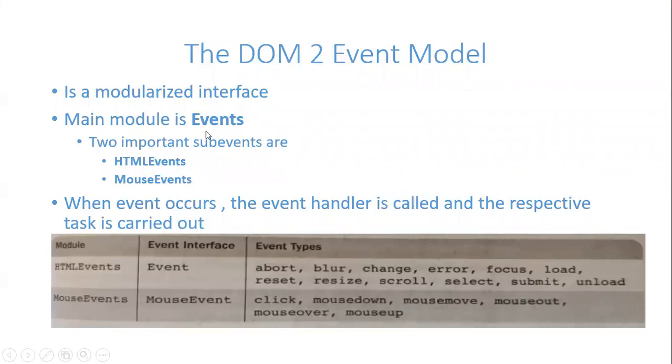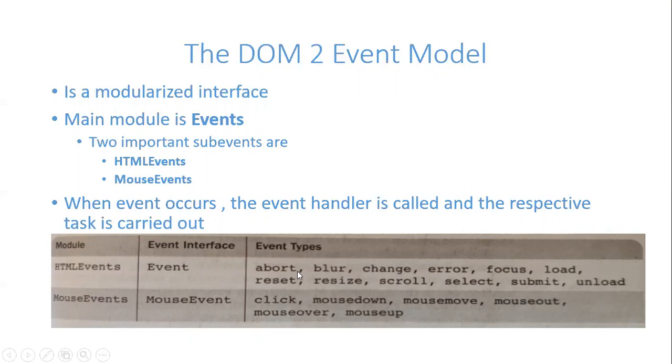Now, the main module which falls under the document object model 2 is the event module. Under the event, there are HTML event and mouse event. As you can make out, this is used for handling the HTML events and the mouse events. This table suggests which events can happen as far as the HTML events are concerned. The module here is the HTML event, the interface is the event interface, and then these are the events.